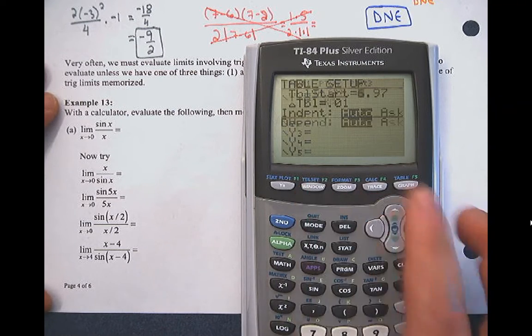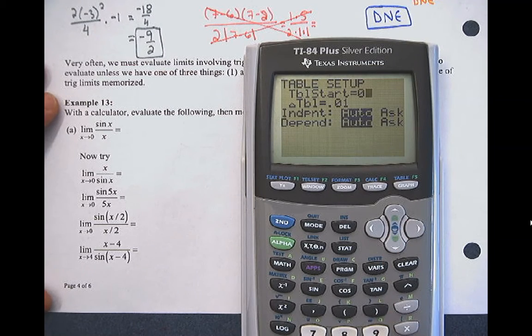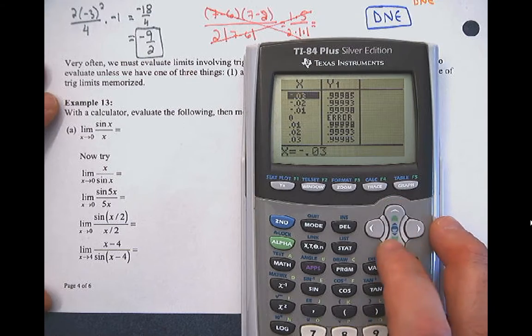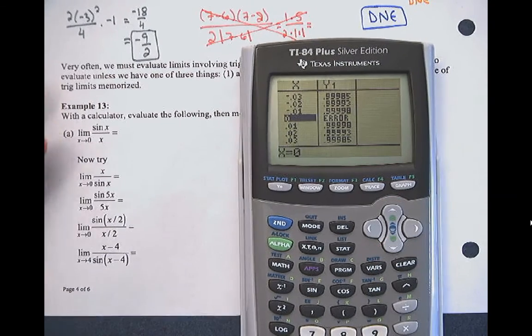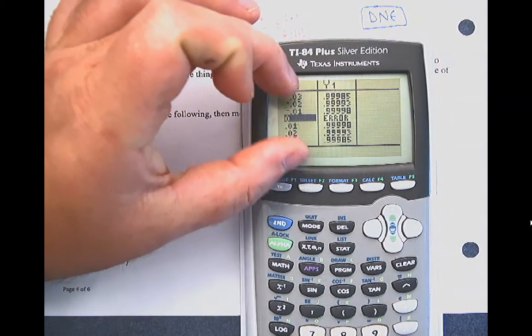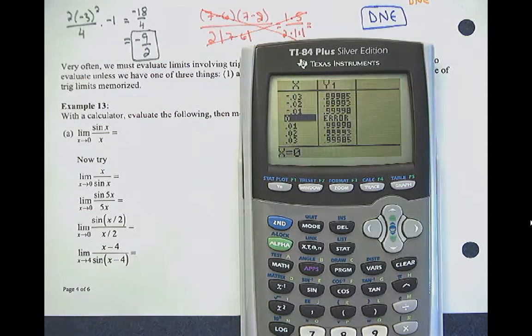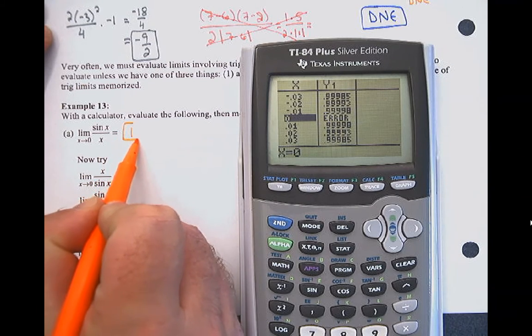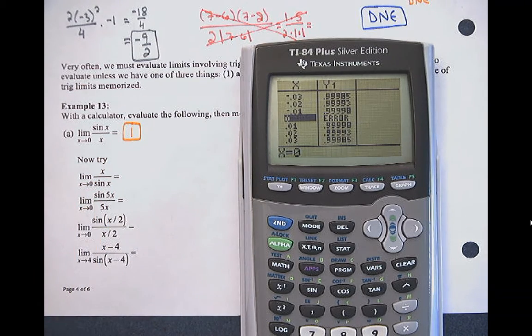Second table start, we're approaching 0 this time. So then I go look at my table, and what would you predict that the limit is as x approaches 0 from both sides for this function? And if your gut said 1, you would be correct. So the limit of sine x over x as x approaches 0 is 1.